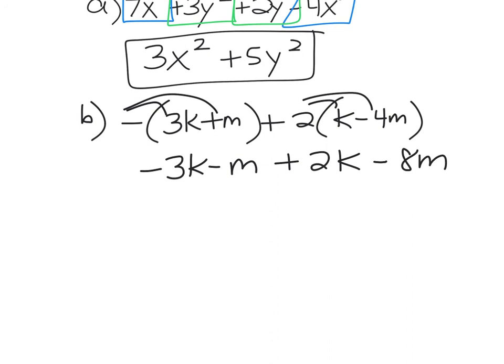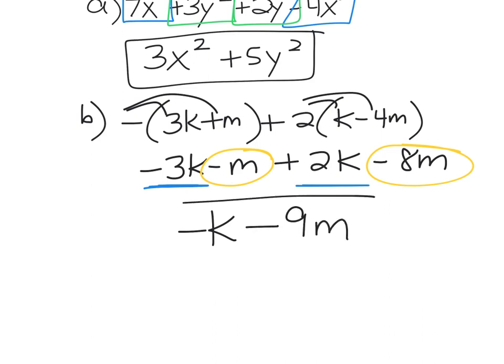All right, once your parentheses are gone, we can go ahead and combine our like terms. So I've got a negative 3k and a positive 2k. What does that give me? Negative k. So negative 3 and positive 2 give me negative 1. You don't have to write the 1 there. And then I have negative m minus 8m gives me negative 9m. And that's it.